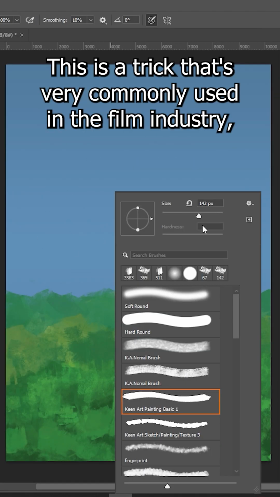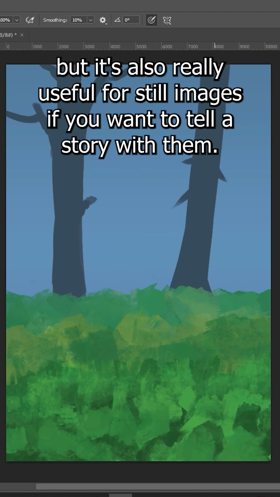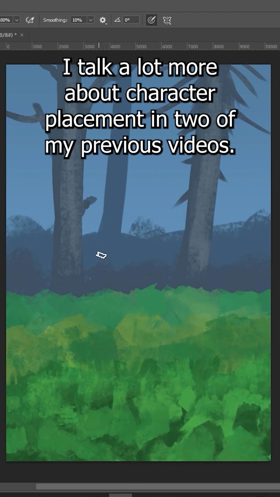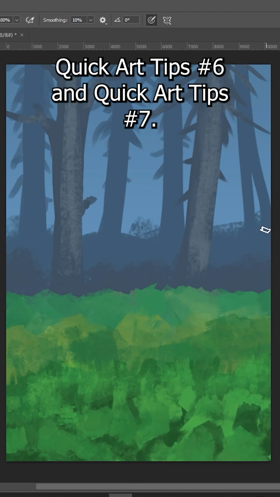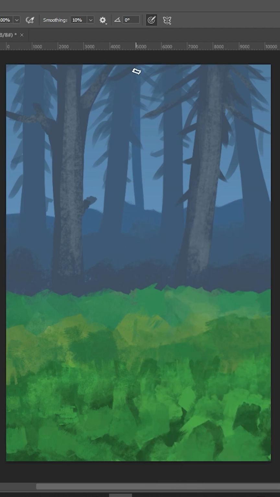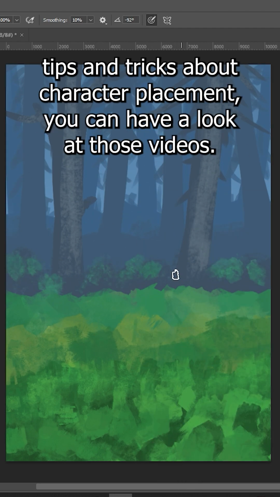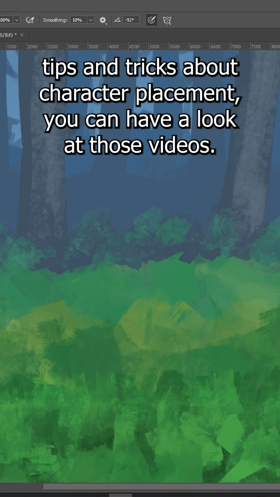This is a trick that's very commonly used in the film industry, but it's also really useful for still images if you want to tell a story with them. I talk a lot more about character placement in two of my previous videos, Quick Art Tips number 6 and Quick Art Tips number 7. So if you want some background information, or if you just want to hear some other tips and tricks about character placement, you can have a look at those videos.